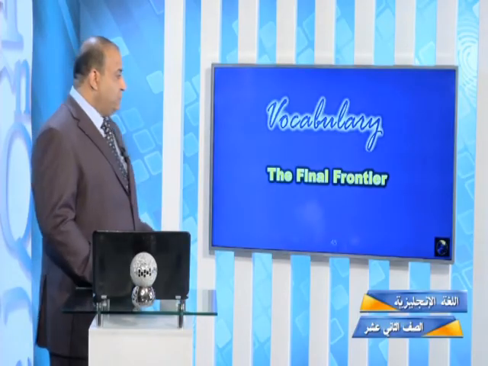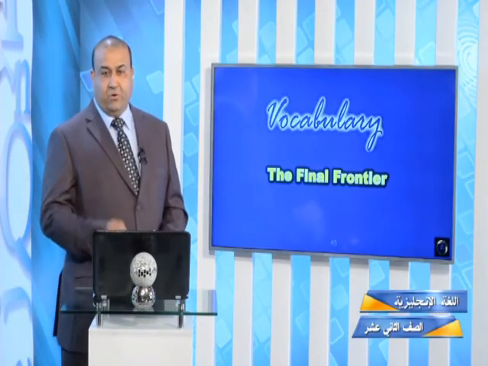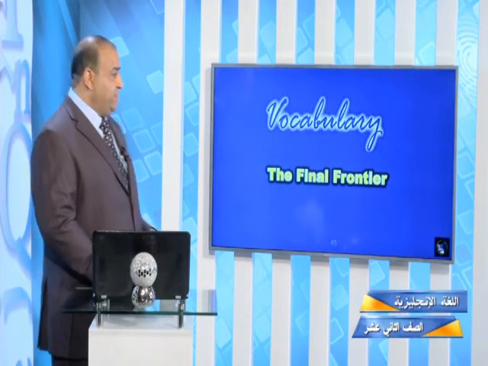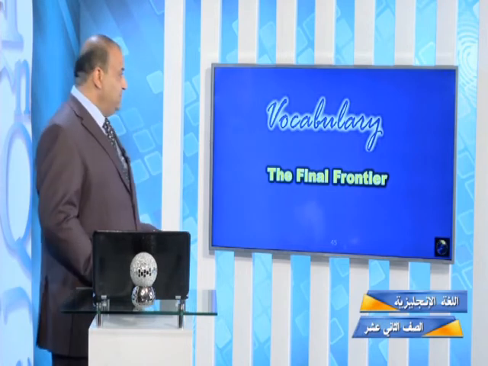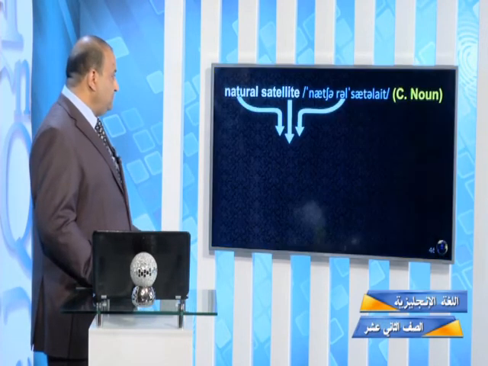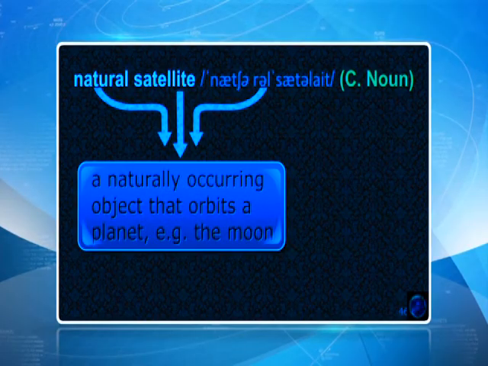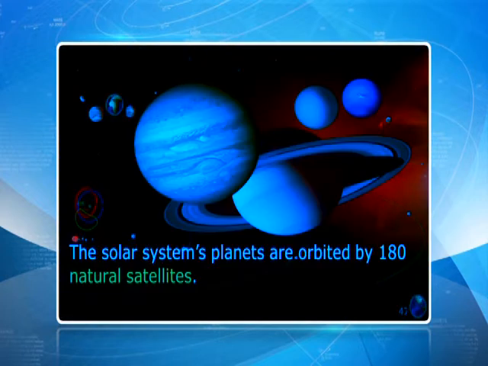Now let's move to the second number, or the second vocabulary items that will be used in the gap-filling exercise. The first word is natural satellite. It's a countable noun, which means a naturally occurring object that orbits a planet, for example, the moon. So the moon is a natural satellite. For example, the solar system's planets are orbited by 180 natural satellites.